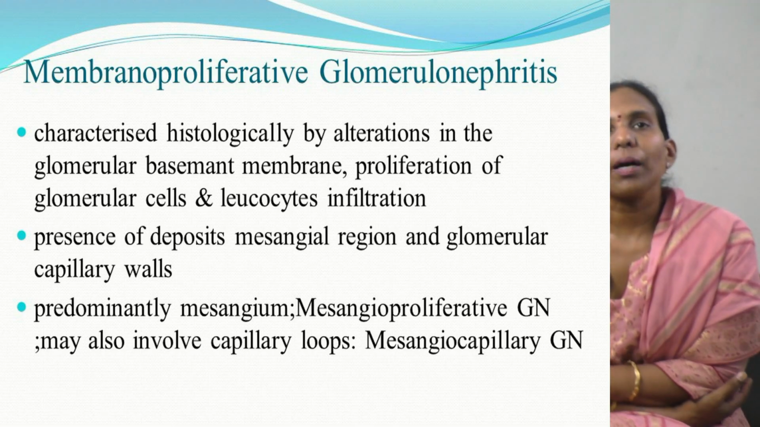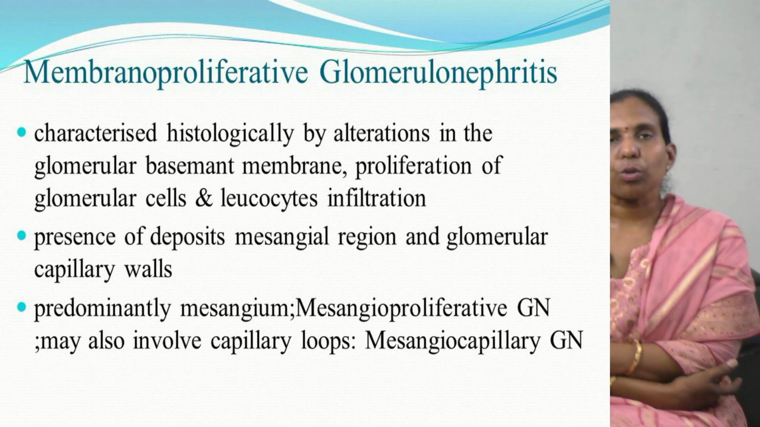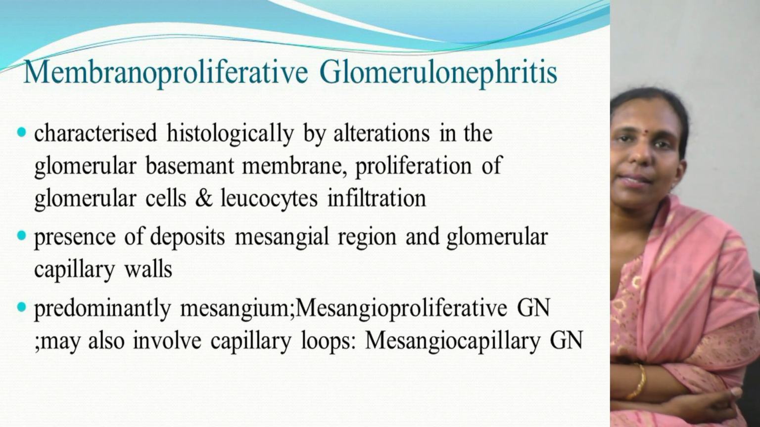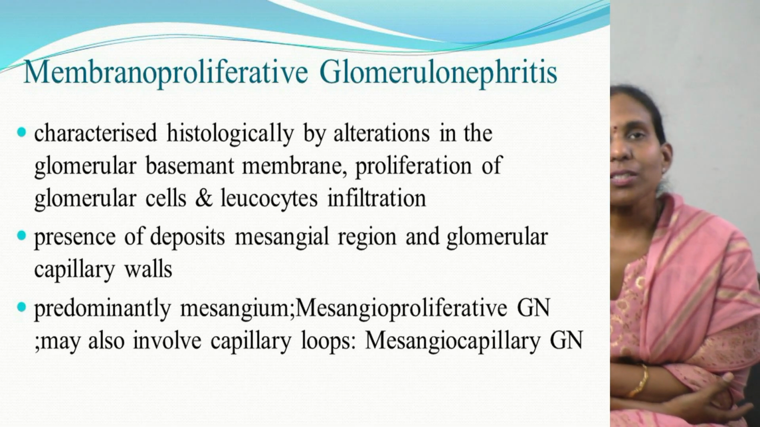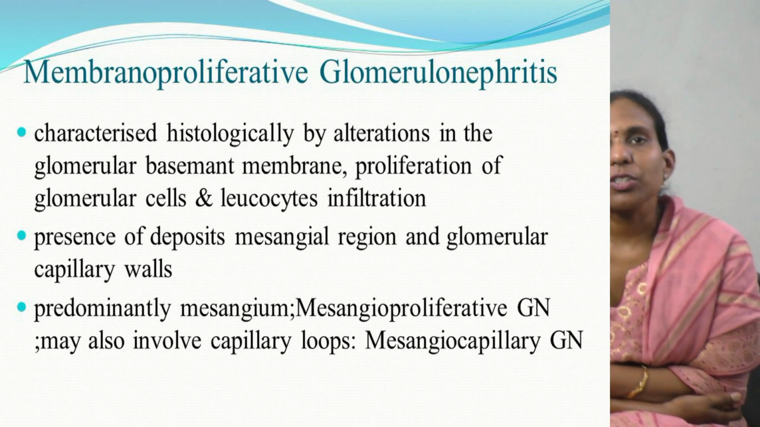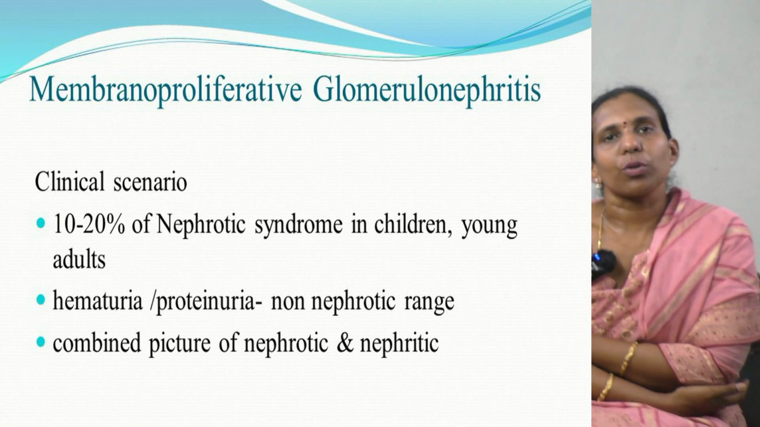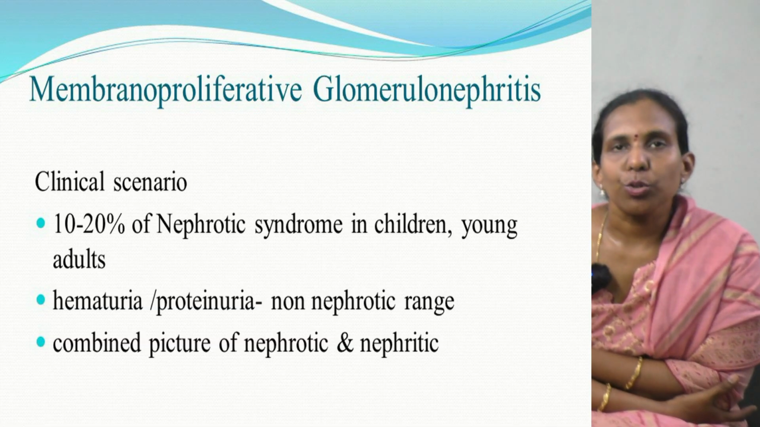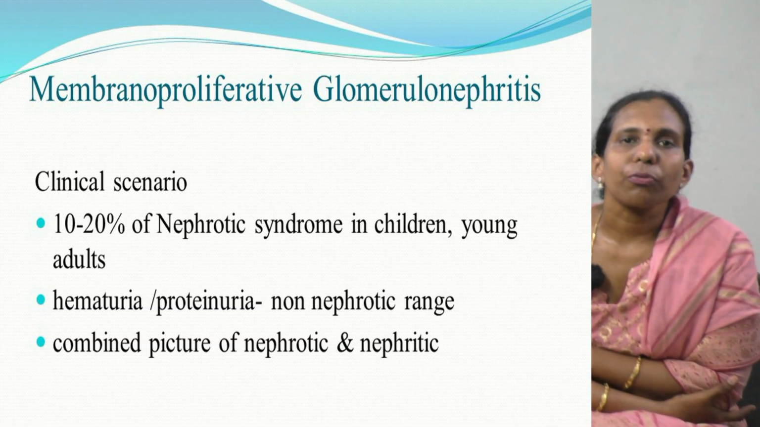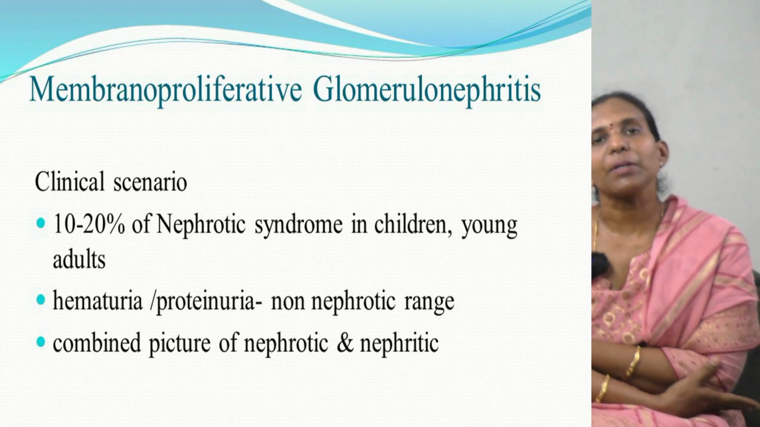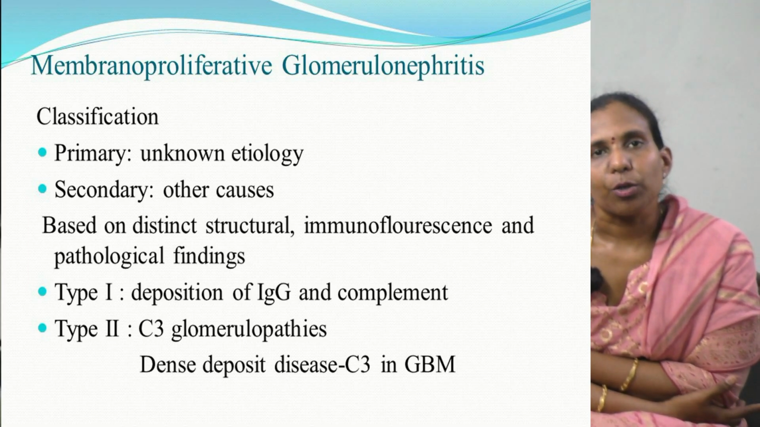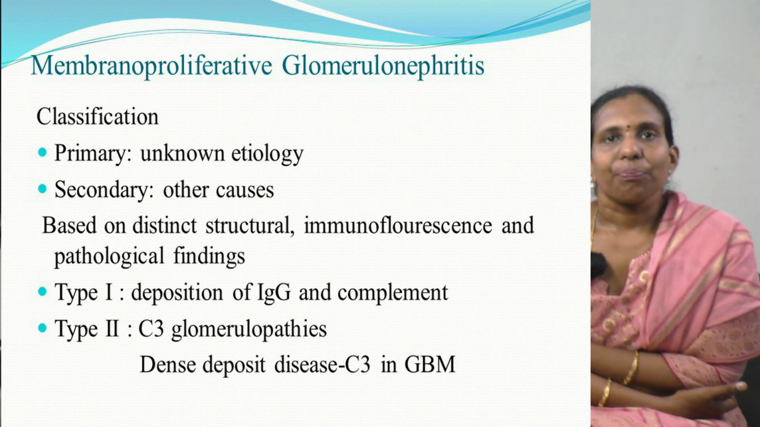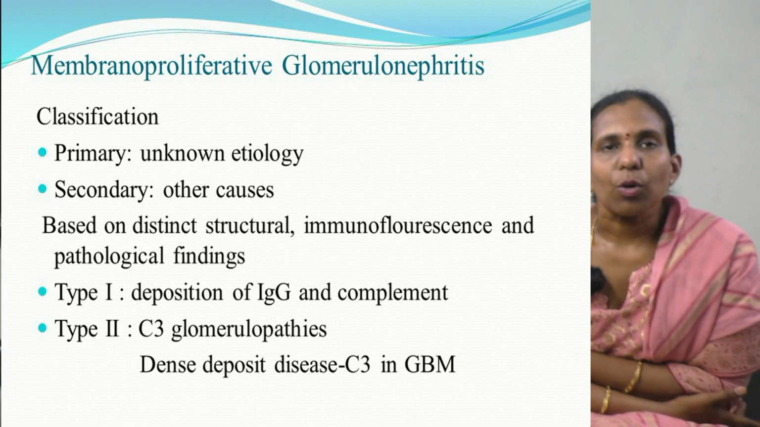Next, we deal with membranoproliferative glomerulonephritis, also called MPGN. Histologically, it is characterized by alteration in the glomerular basement membrane, proliferation of glomerular cells along with leukocyte infiltration. As the name suggests, there is a deposit present in the mesangial region. 10 to 20% of the nephrotic syndrome in children and young adults occurs due to MPGN, with hematuria or proteinuria of non-nephrotic range. So there is a combined picture of nephrotic and nephritic syndrome. We classify them as primary, where the cause is unknown or idiopathic, and secondary, where other causes are present.